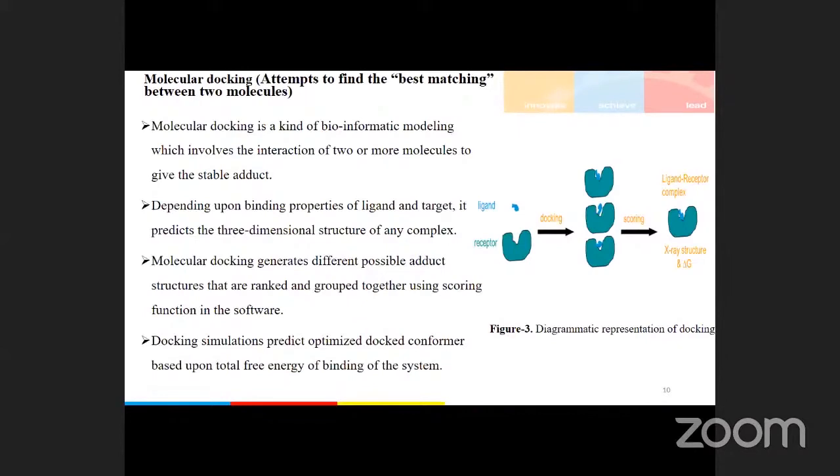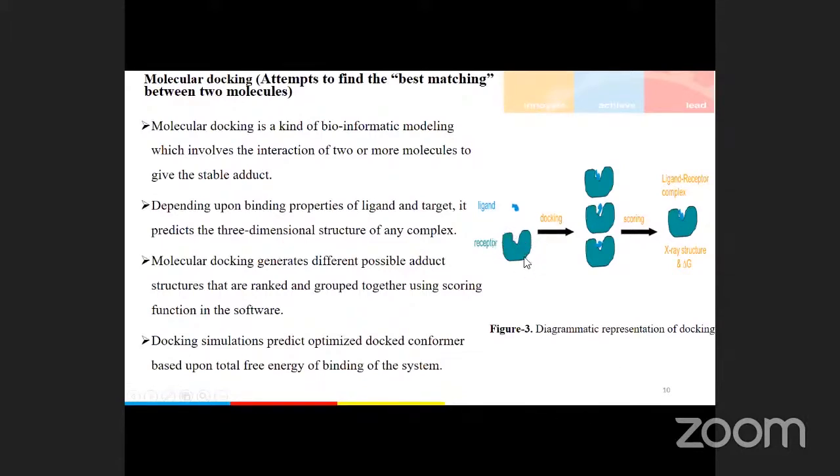So this is about docking. Docking is nothing but finding out the best match. Molecular docking is a type of bioinformatic modeling which involves the interaction of two or more molecules to give a stable adduct. Depending upon the binding properties of ligand and target, it predicts the three-dimensional structure of any complex. So this is the diagrammatic representation of docking.